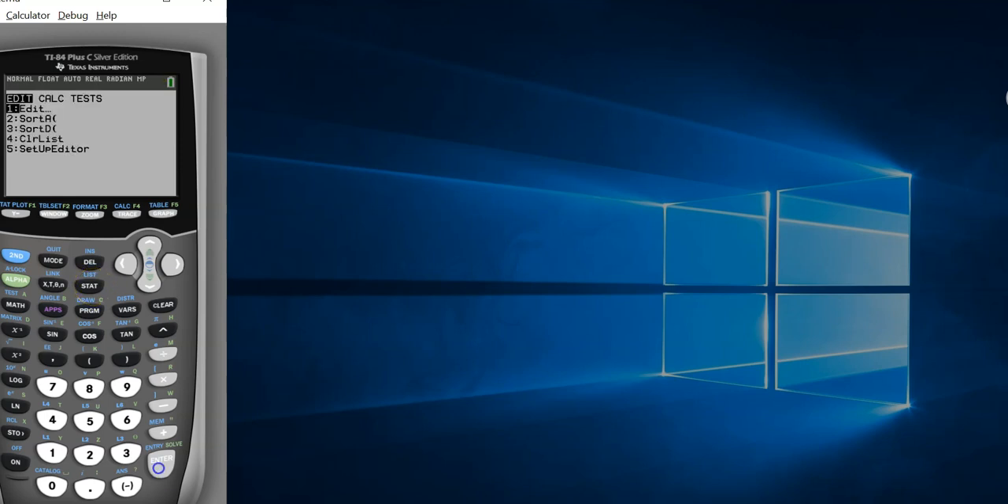Okay, how do we do that? We go stat, edit. It's going to be in L2, just move back over to L1. Put in the numbers. So our x values are 1, 3, 5, 7, 9, which seems a little odd. And then our y values, so we arrow over and we put in the corresponding y values. So 2.03.